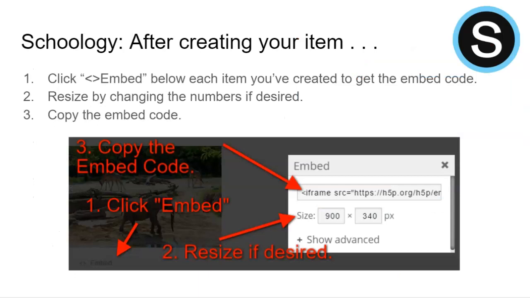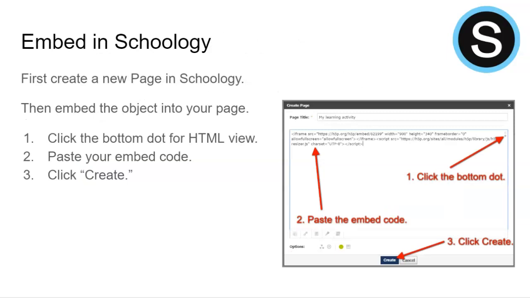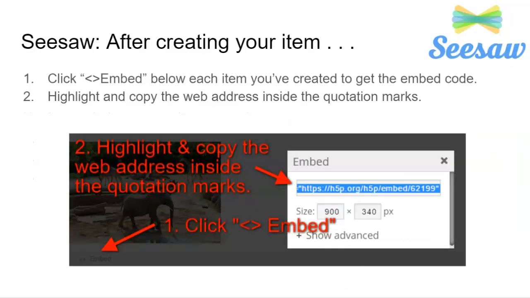If you're going to put this into Schoology, you would choose that first Embed Code option. So once you've changed the size, you've selected your embed code, then you would go to Schoology, create a page, or it could be an assignment or a discussion that goes there as well, but a page is very common. Then once you're creating it, you will click the bottom dot over here to enter HTML mode. Then you will paste in the embed code and click Create.